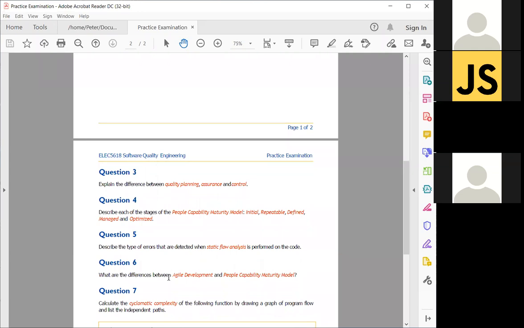What are the differences between the agile development and the PCMM? So what are the differences? That means more than one. In this case, when we're looking at the answer you provided, we're going to check whether you have at least 2 differences. So these words, all these sentences, are very important. Please look at them very carefully when you're answering the question.